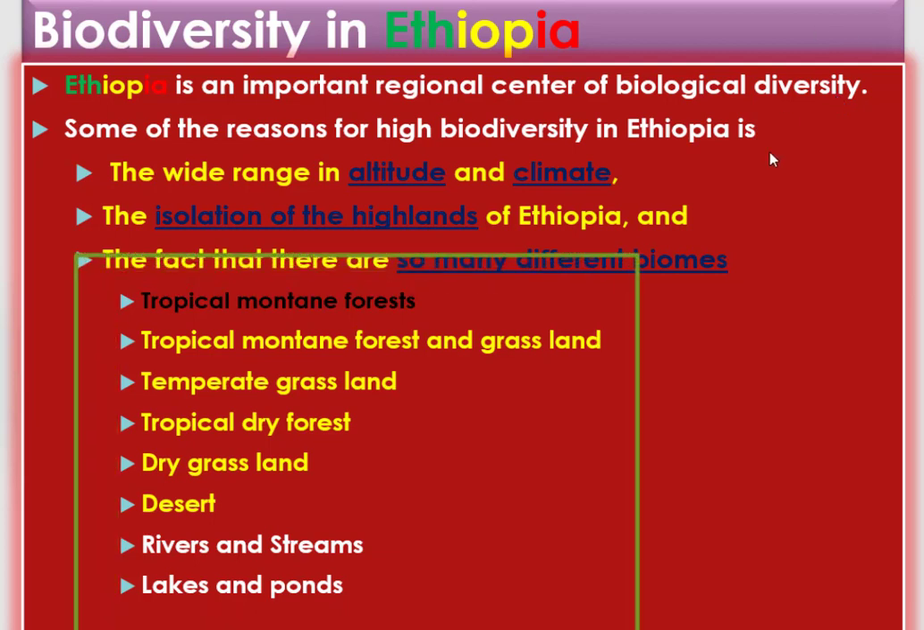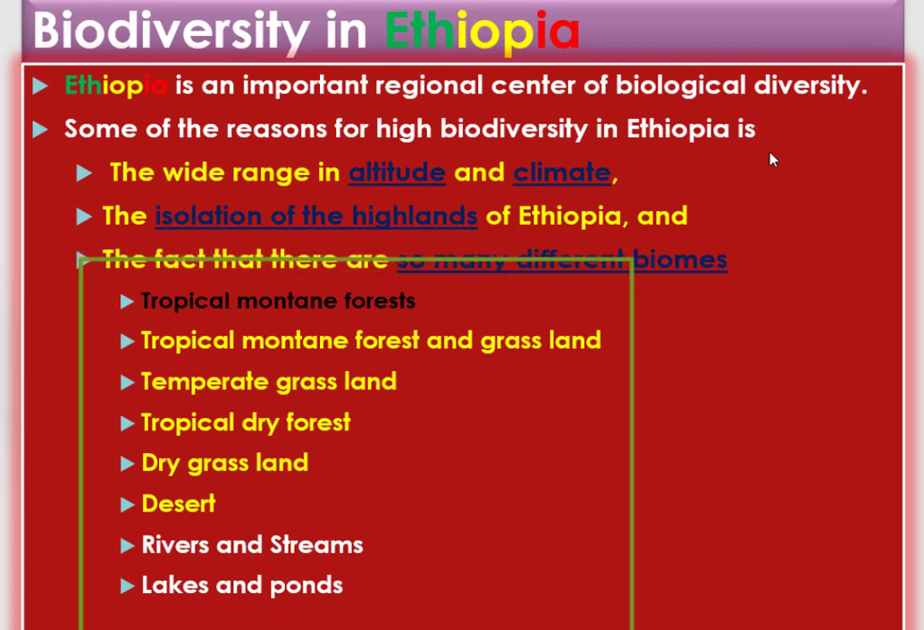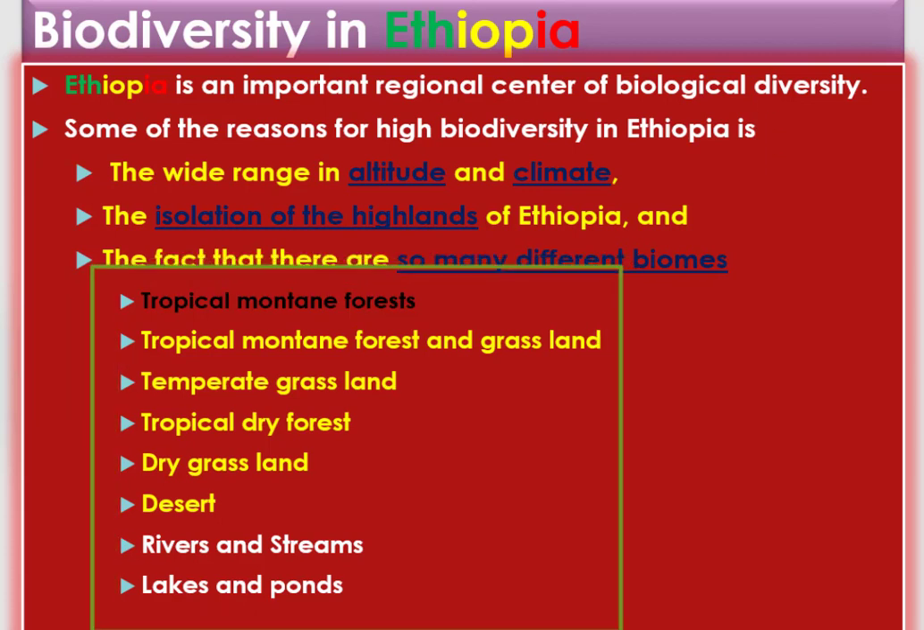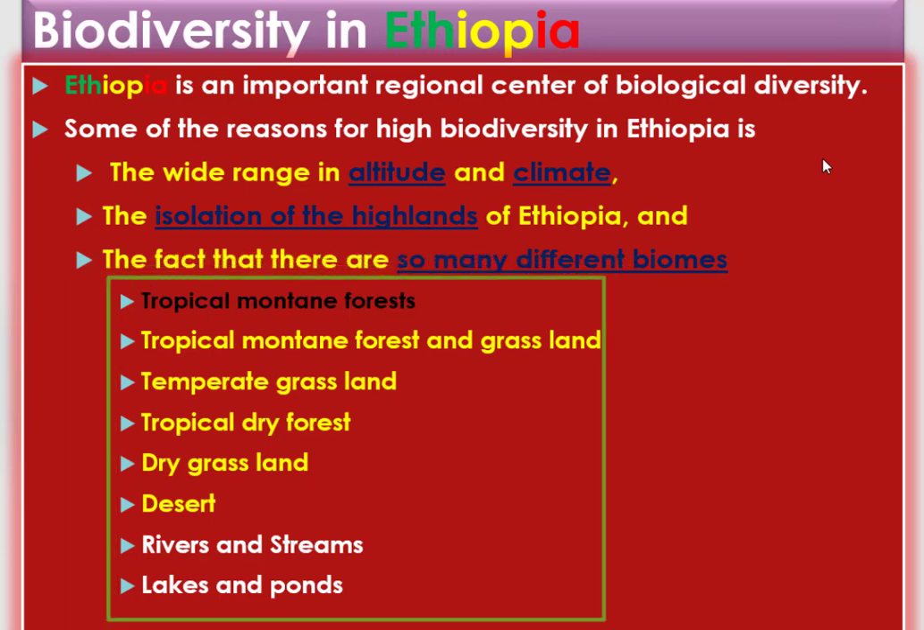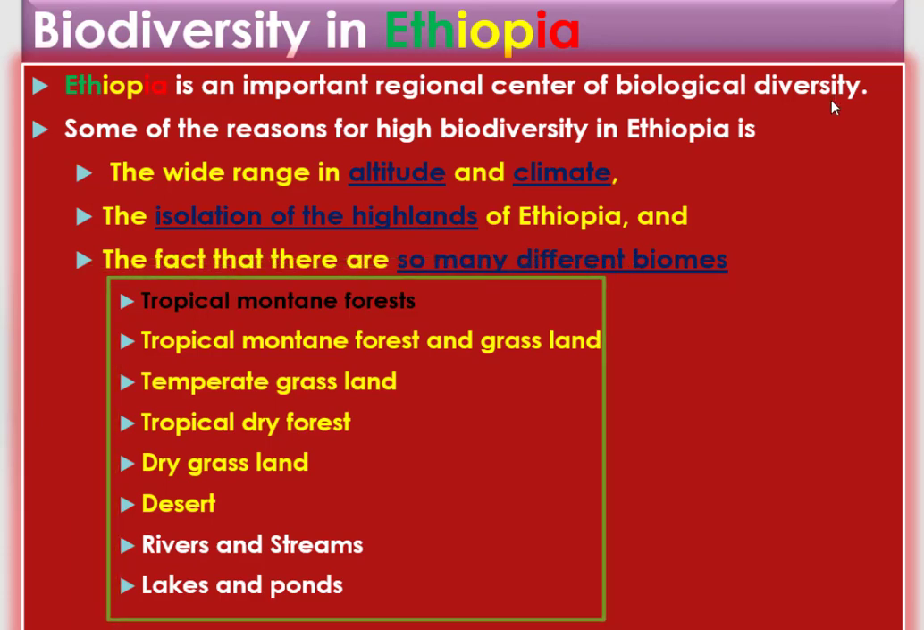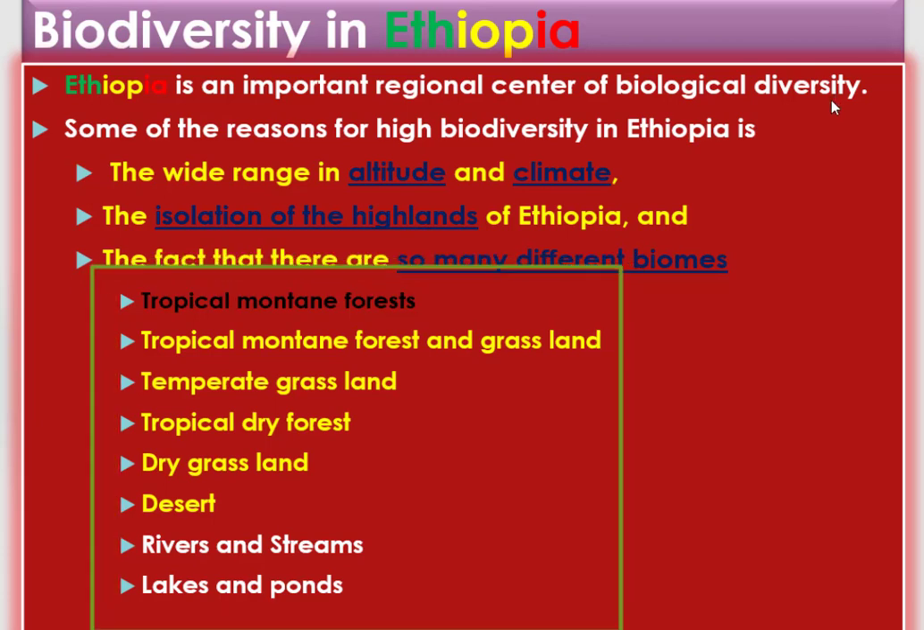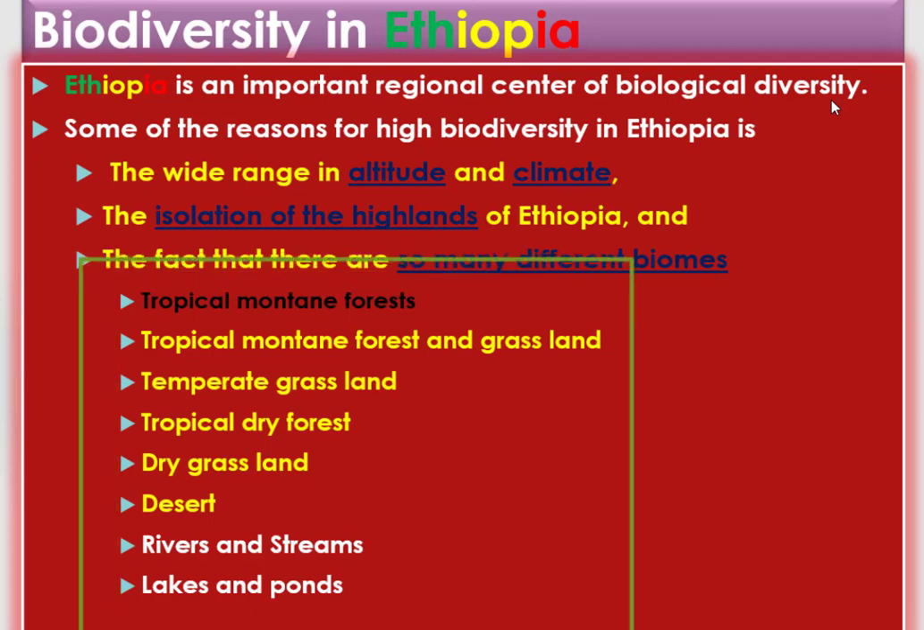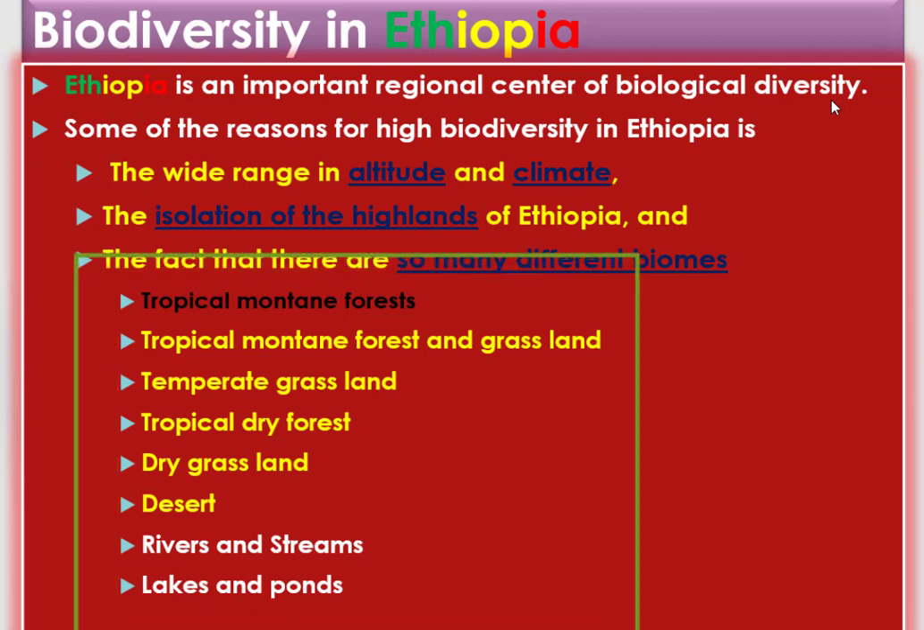The second biome is tropical montane forest mixed with grassland, which is found in drier sections at lower elevations of the western and eastern highlands. The third one is temperate grassland. Temperate grasslands cover the higher altitudes of western and eastern highlands.